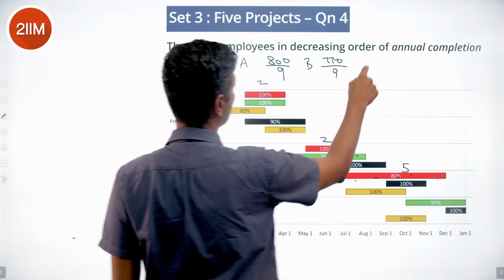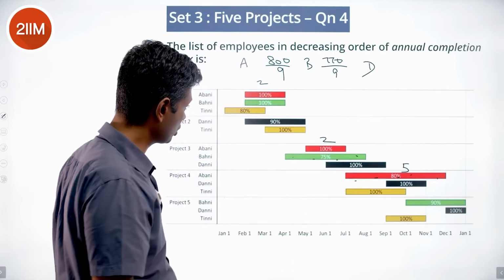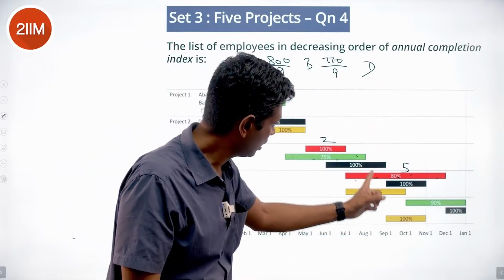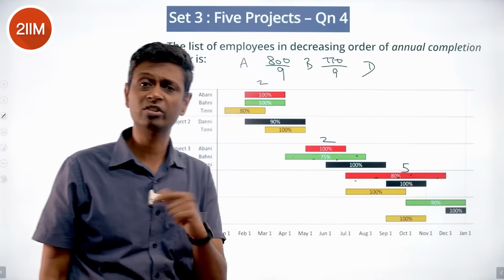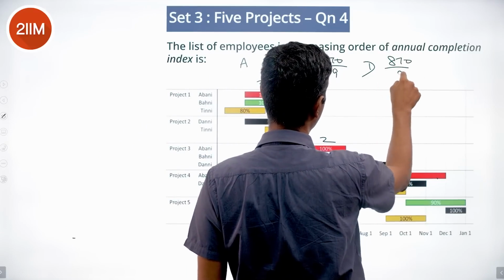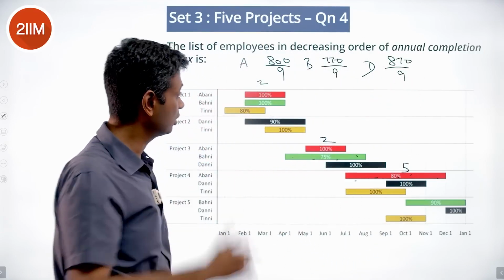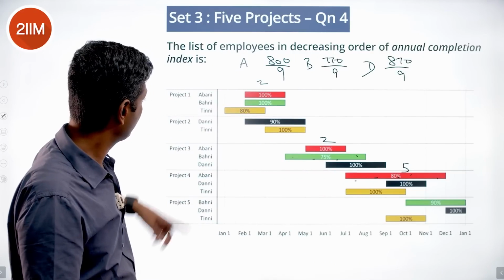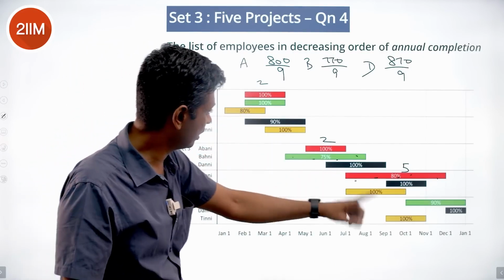Dhoni, let's count Dhoni. 90 into 3, 270. 100 into 3, 100 into 2, 100 into 1. 100 into 6, 600 plus 270. Oh, that's a rock star performance. 870 by 9. Dhoni should be first. 90, 100, 100, 100. And then Tinni, 80, 100, 100, 100.